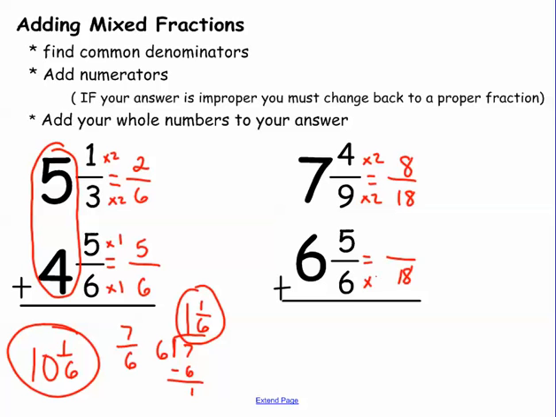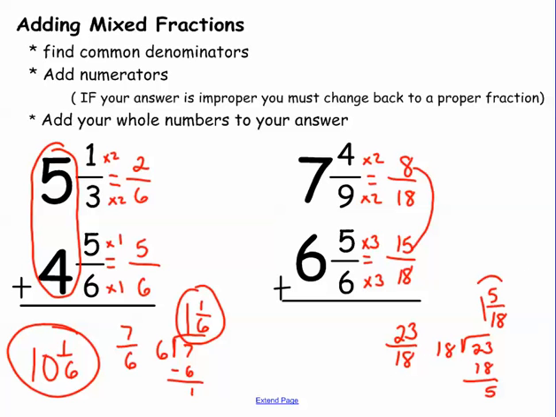6 times 3 gives me 18. Multiply the numerator by 3. That gives me 15. So my denominators are the same, so I'm going to add. So that's 23. Again, that's improper. Okay, so 18 goes into 23 one time. That's my whole number. And there is 5 left over. So that's my numerator. My denominator is staying the same always.